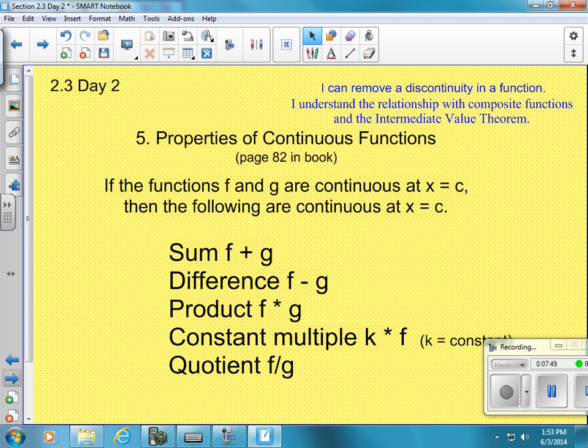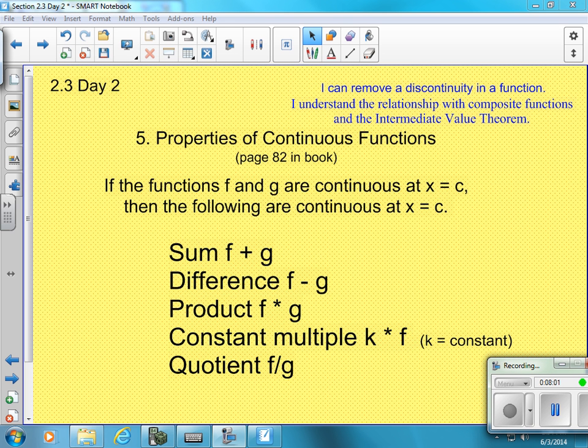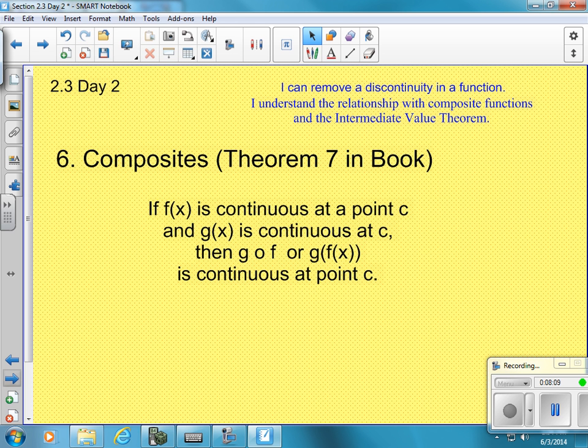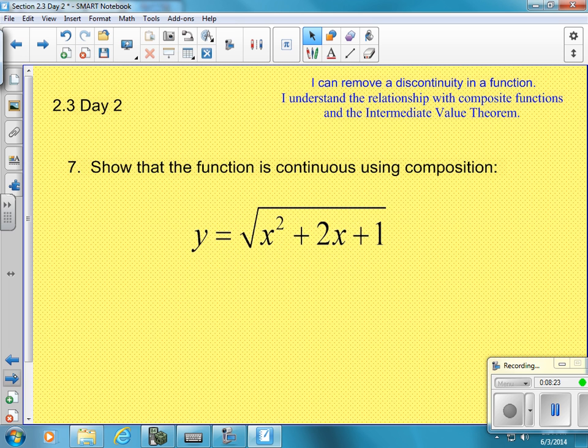Now let's look at some of the properties of continuous functions. If f and g are continuous, then sums, differences, products, a constant multiplied times the function, and also the quotient are also going to be continuous. So check out those theorems on page, or not the theorems, but the properties on page 82. Composites, if two functions are composites of each other, then they are also continuous at a point c. Let's take a look at an example.